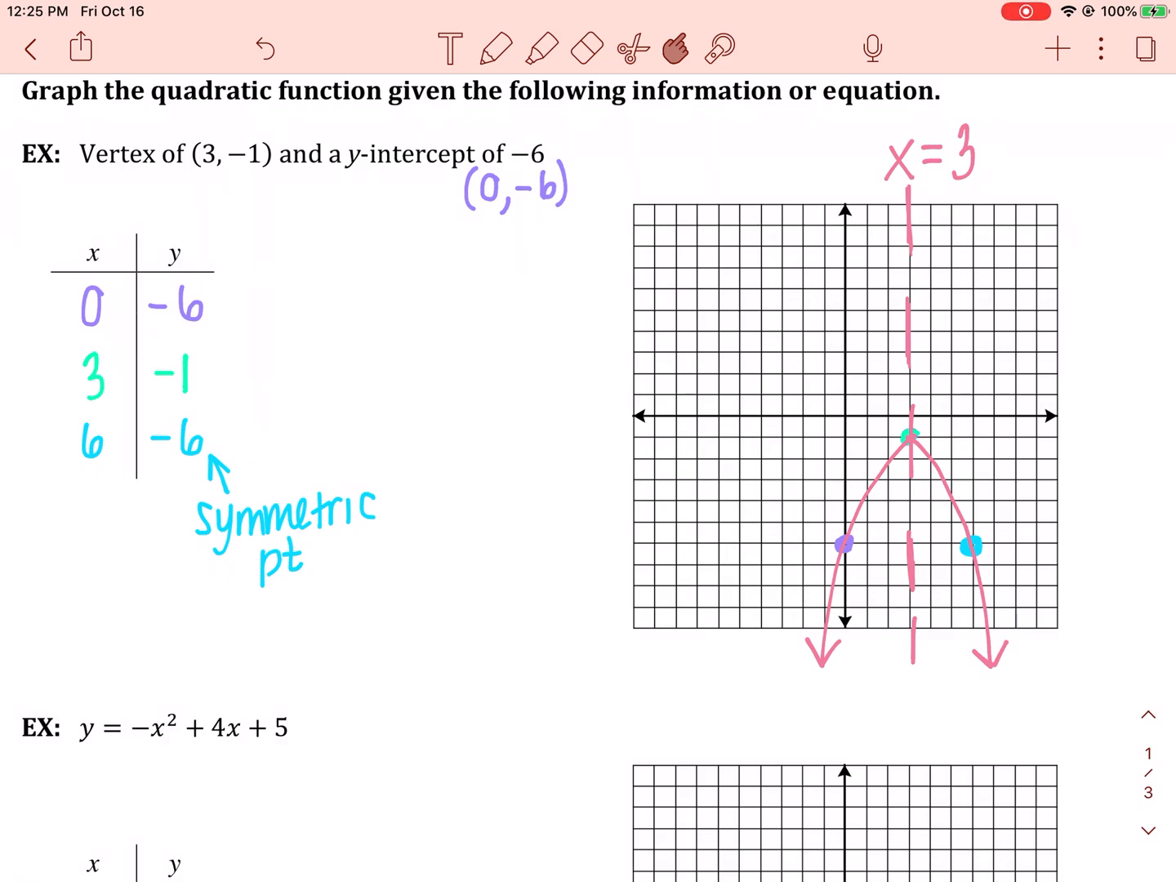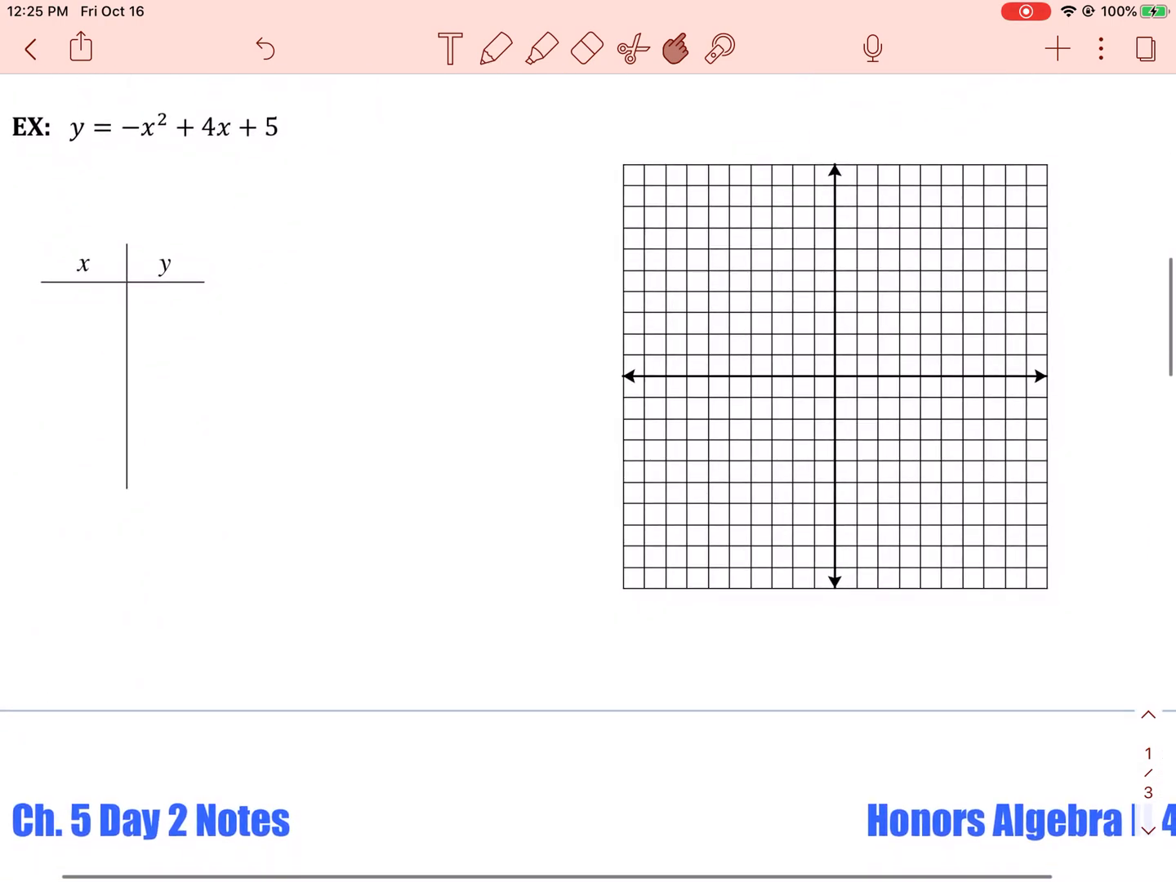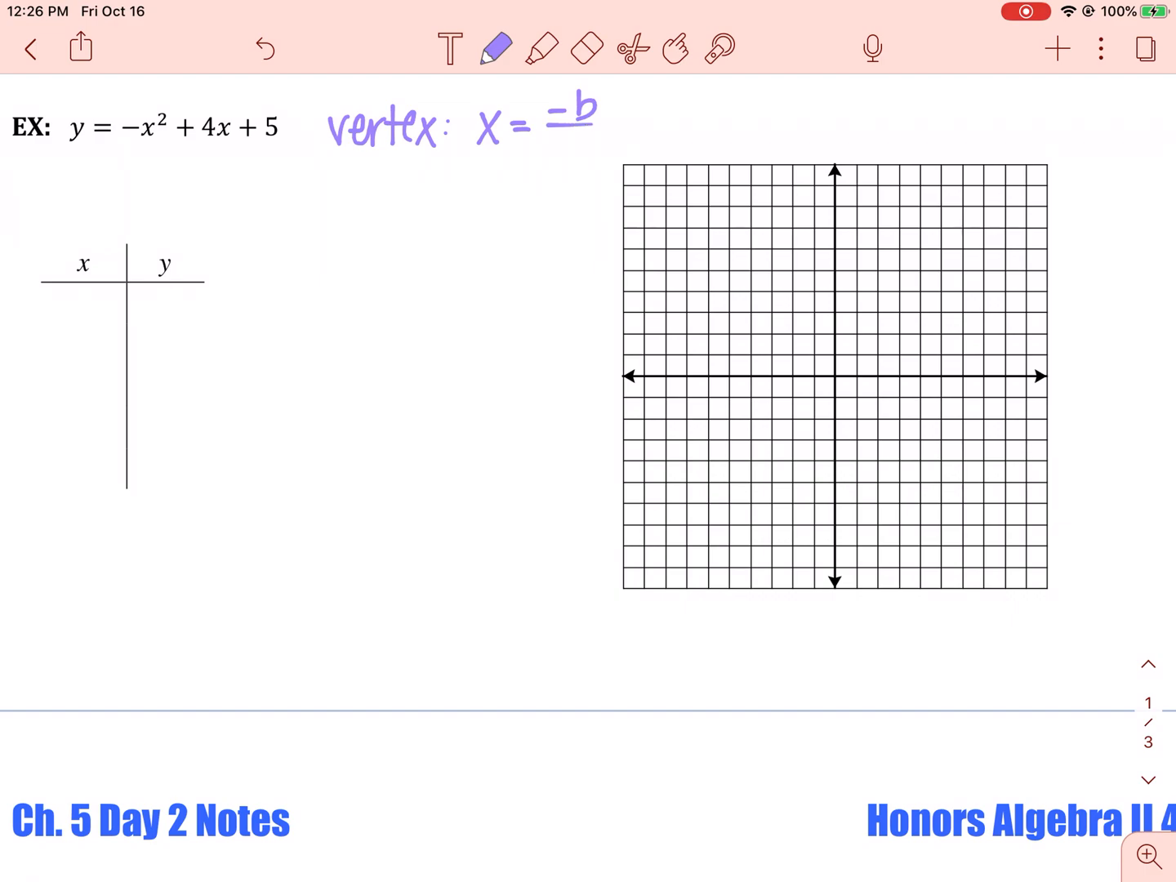Now we'll do the same thing, but it's now given to us in what's called standard form. So we're not given information. We now need to find all this information. Looking back, you might have learned how to find this vertex. The formula for the vertex, the x value is going to be -b over 2a. Highlight that, learn it, live it, love it. That is the formula we're going to use to find the x value of the vertex, and then we'll plug in to find the y.